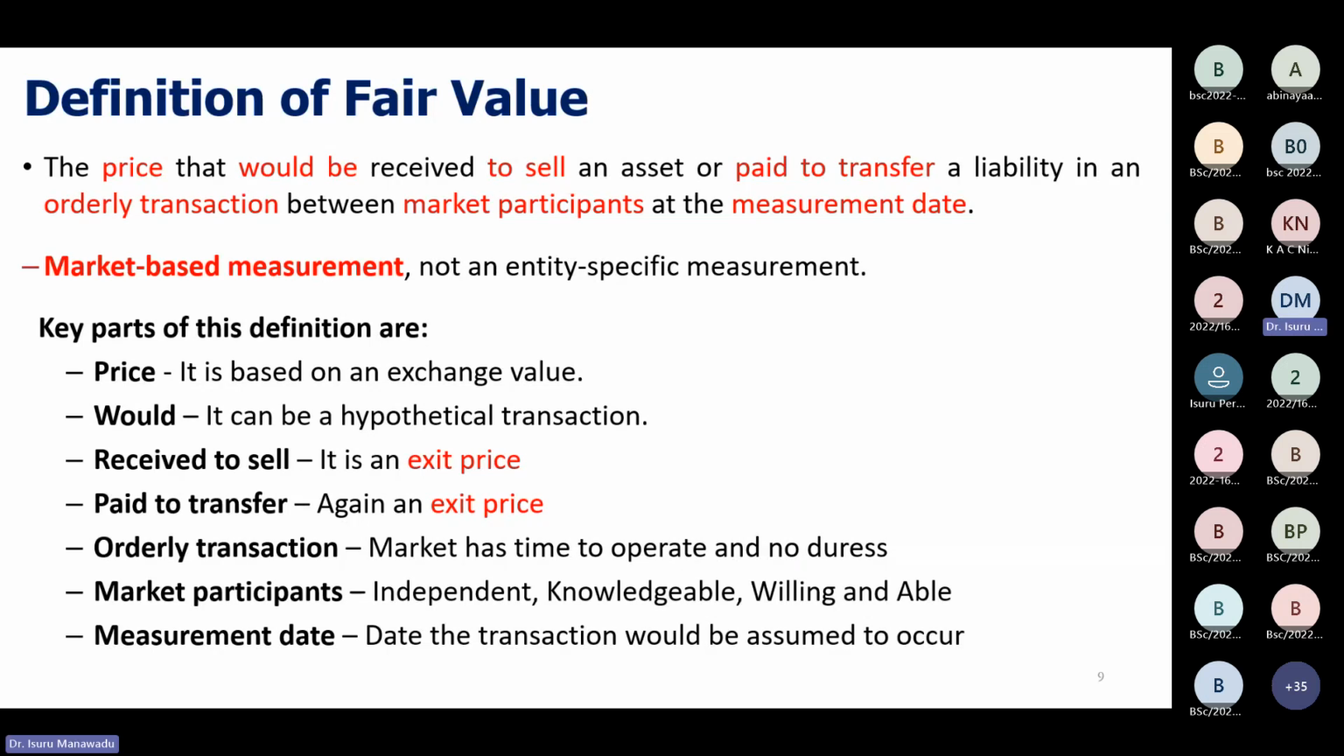And willing and able. Right, market participant. I hope that is clear. Then measurement date. Date of the transaction would be assumed to occur. That is the measurement date.